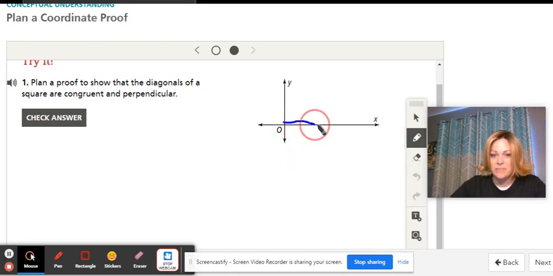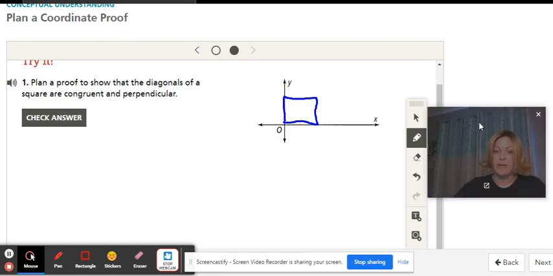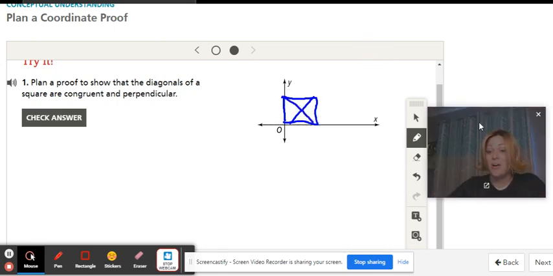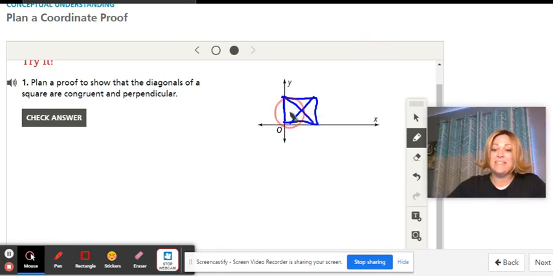So you can draw. Mine are terrible. Keep that in mind. Hopefully you can draw a little bit better squares than I can. And when you draw this square, you can draw in the diagonals. I need to show that these diagonals are not only congruent, but that they are perpendicular. So to be able to do that, I need to make the plan.